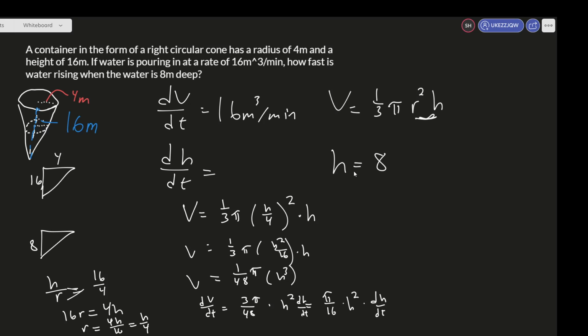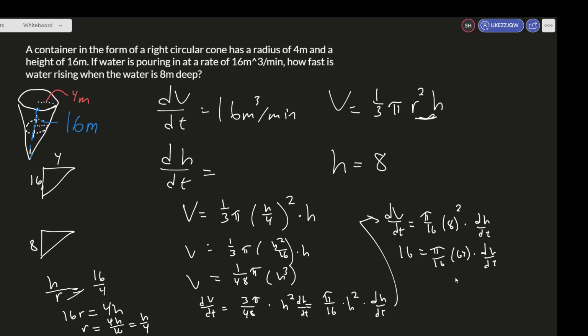And I also know that h equals 8. So I'm going to rewrite that. dV/dt equals pi over 16 times h squared, which is 8 squared, times dh/dt. The value we're looking to solve, dV/dt, equals 16. So 16 equals pi over 16 times 64 times dh/dt.